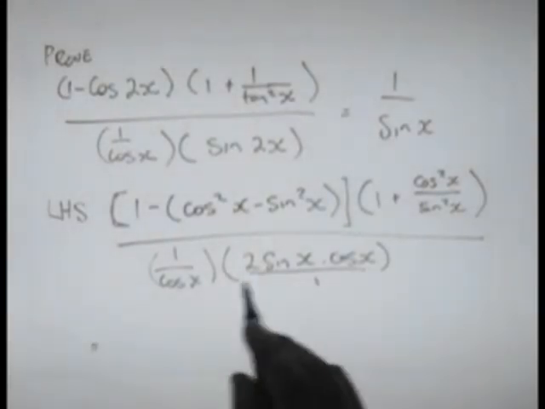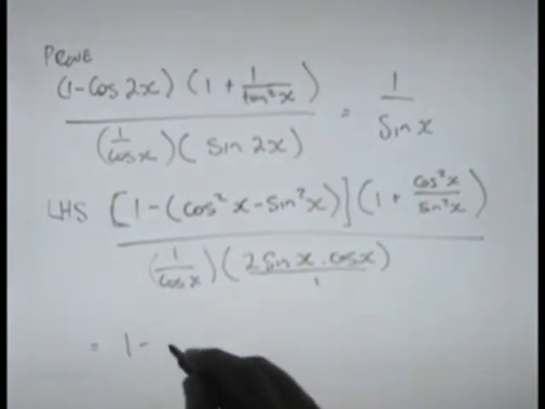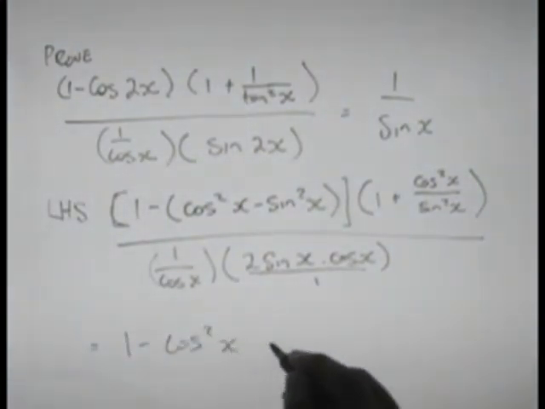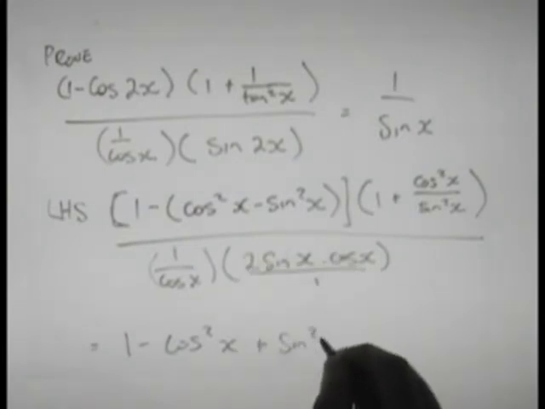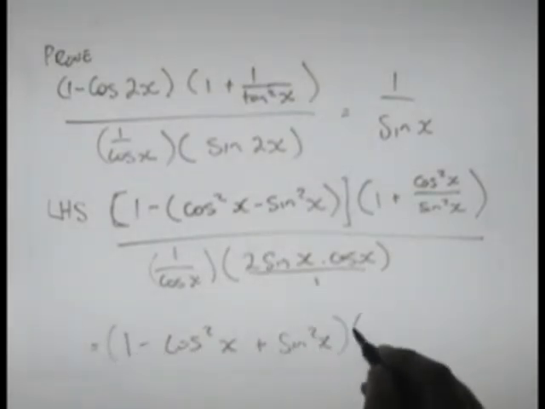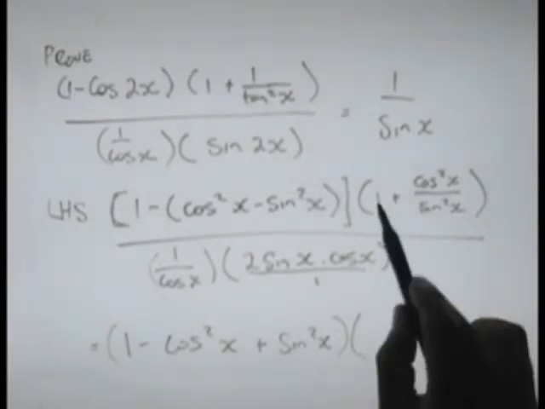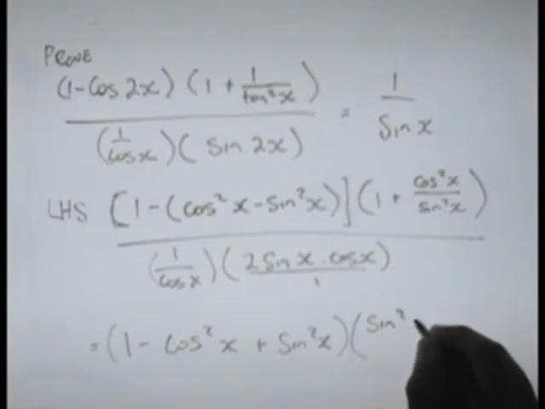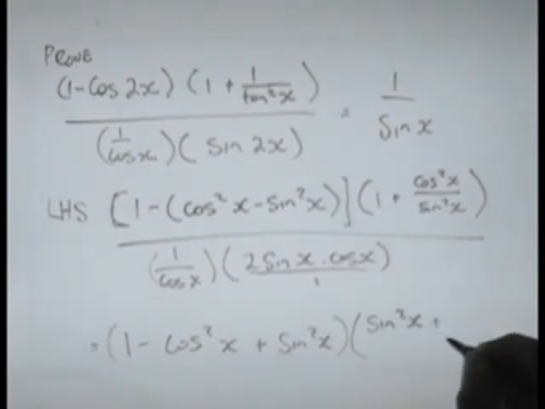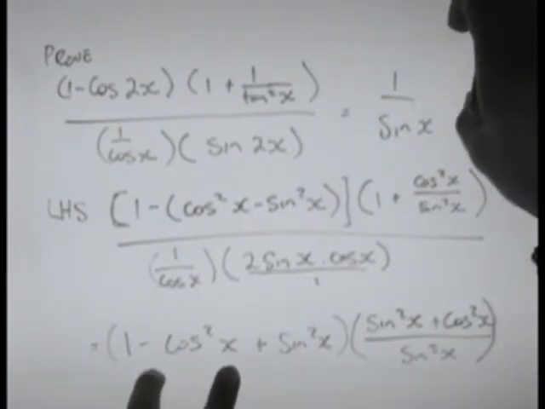Now, the next step I'm going to take, I'm going to leave this for now as 1 minus cos squared x plus sine squared x. The reason it became plus is because a minus times a minus. And it's all of that multiplied by 1 plus cos squared x over sine squared x. Isn't 1 the same as sine squared x over sine squared x, common denominator? That means that that will read sine squared x plus cos squared x all over sine squared x. And this is our numerator.